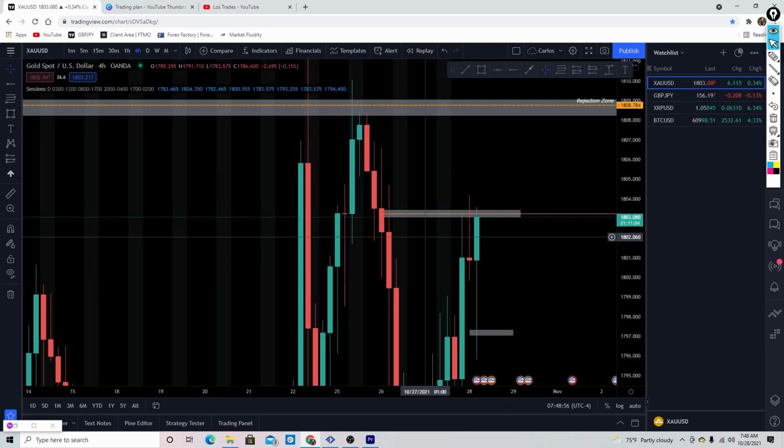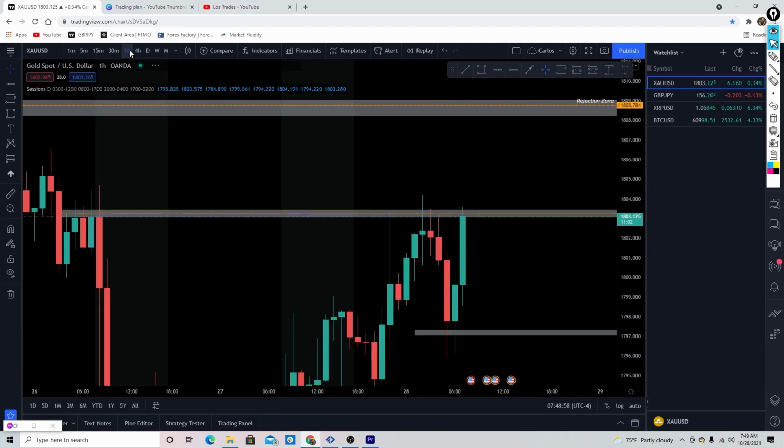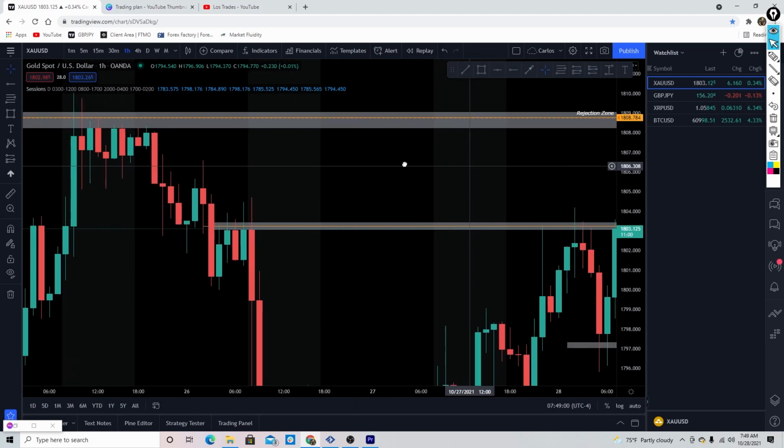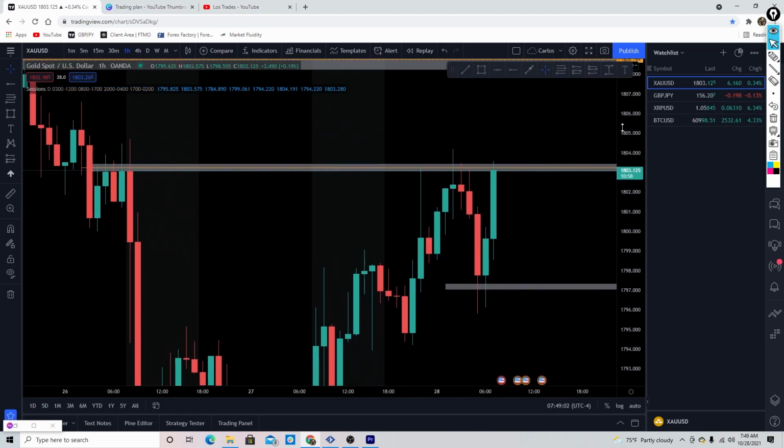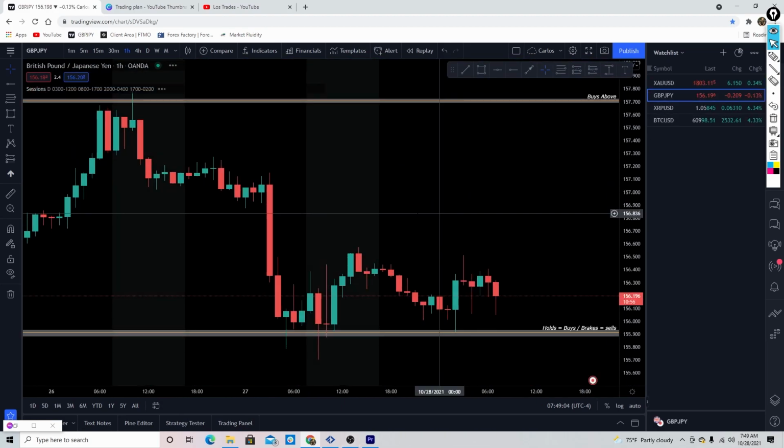Let's look on the 4 hour clean range. Oh, a bunch of rejections here on the 4 hour. I don't know how to feel about this, but if there's a trade, there's a trade, right? Simple as that. All right, let's go over to GJ.